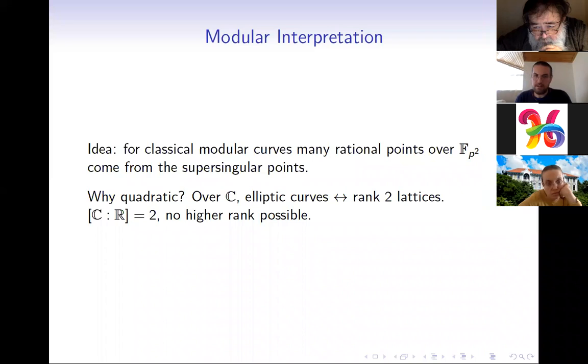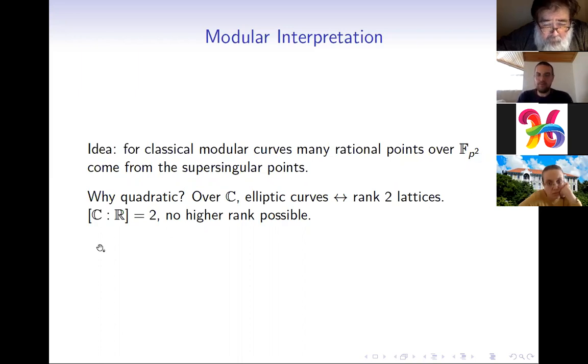And then the question is, why quadratic extension? Where does this 2 come from? If we understand that, we might generalize it further. If you trace back everything, you see that this quadratic in fact just comes from the fact that we are looking at moduli spaces for elliptic curves, which over the complex numbers correspond to rank 2 lattices. So this 2, the rank 2 of elliptic curves, is the reason why you get quadratic extensions over here.